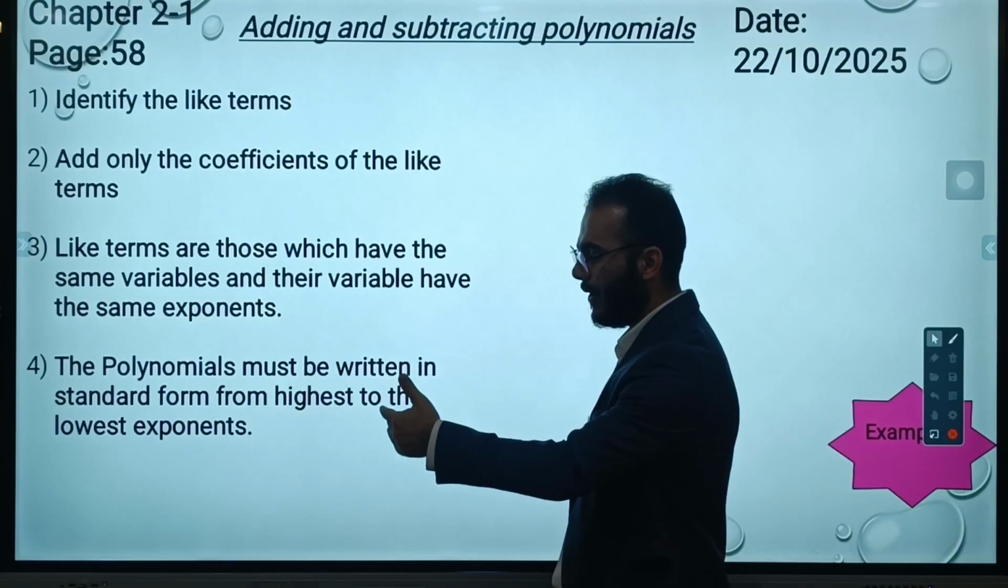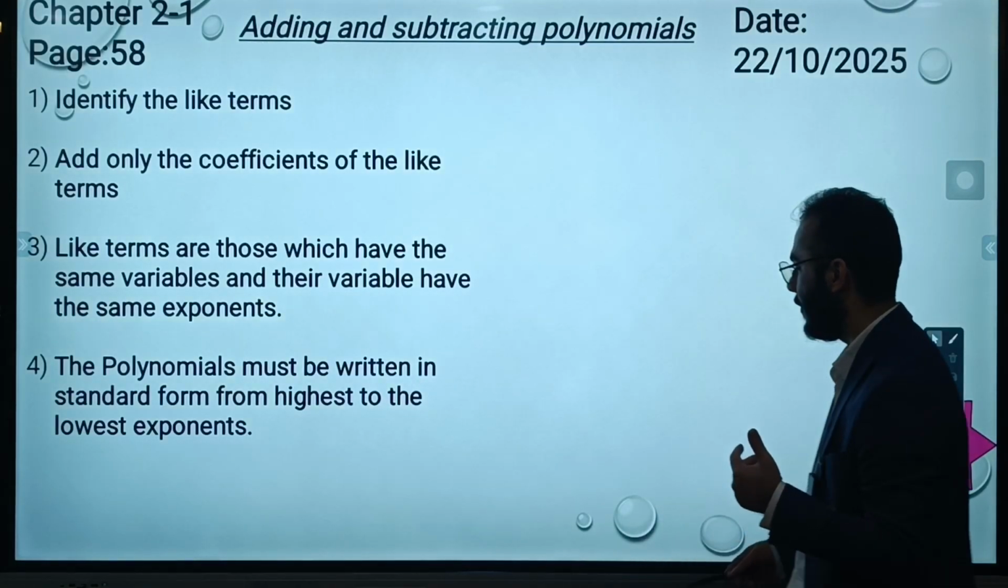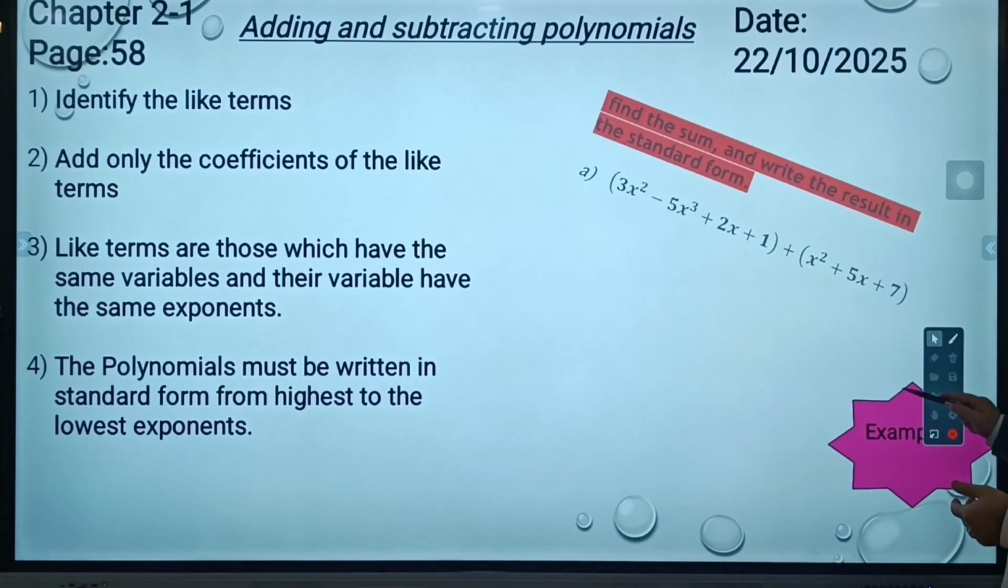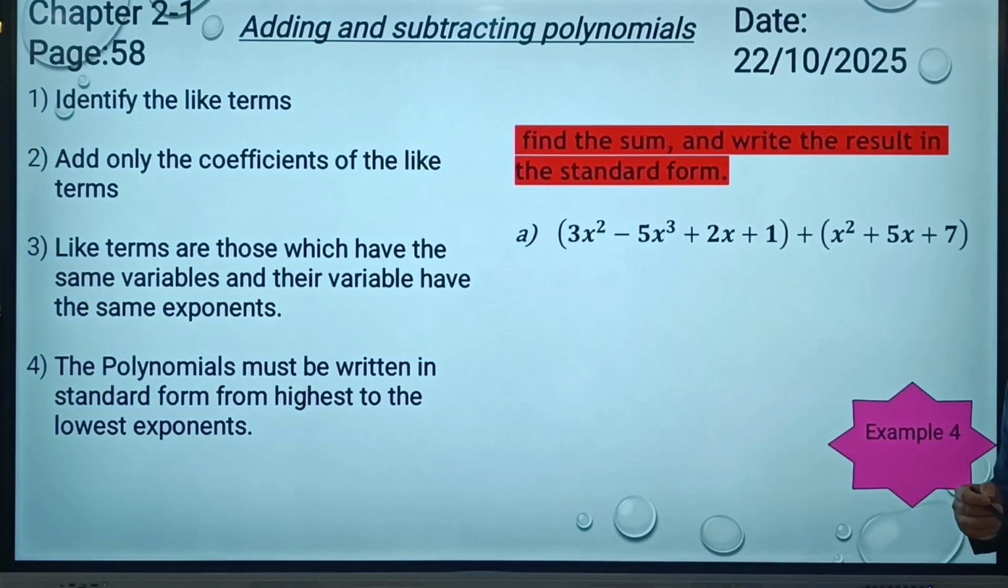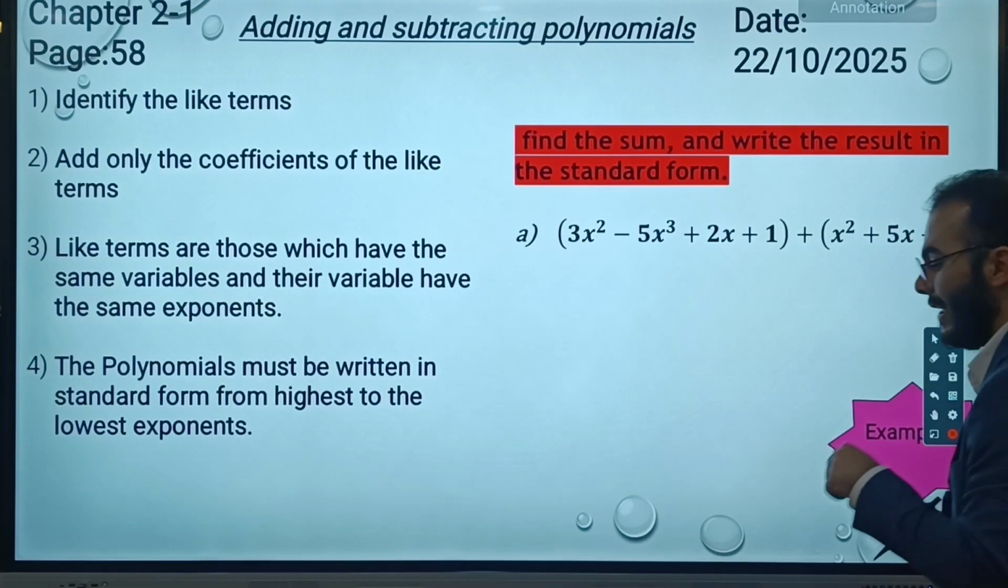From the highest degree, from the highest exponent to the lowest exponent. Okay. There is an example here. It says find the sum and write the result in standard form. There are two polynomials. They are added to each other, so we need to find the result in standard form.